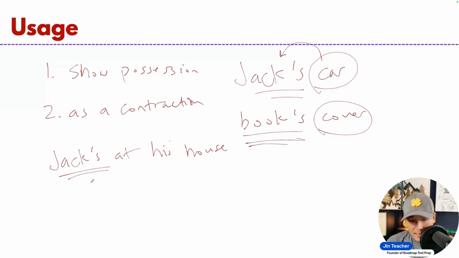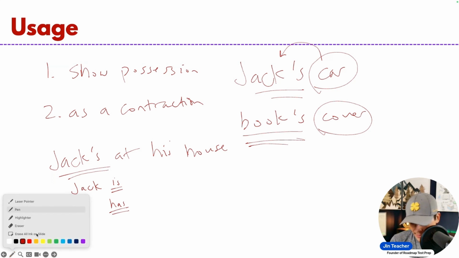Like I said, a contraction is a shortened form of two words where the second word is always a verb. So Jack apostrophe S can either mean Jack is, or it can mean Jack has. It just depends on the sentence that you're given. In this case, which one makes more sense? It probably makes more sense to say Jack is at his house. So again, two basic usages of apostrophes: to show possession and as a contraction.